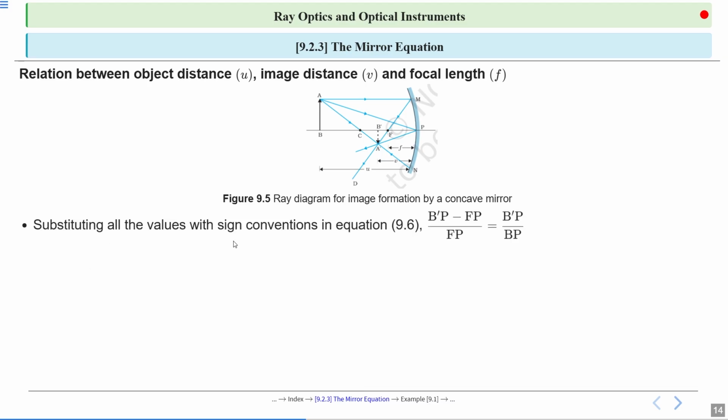So substituting all the values with sign conventions in equation 9.6, which is B dash P minus FP upon FP equal to B dash P upon BP. So now put all the values we have calculated. B dash P is minus v, minus FP. FP is minus f, so minus minus f becomes plus f, and FP is again minus f. B dash P is minus v, BP is minus u. Okay, so after putting all these values, now solve it to find the final expression.